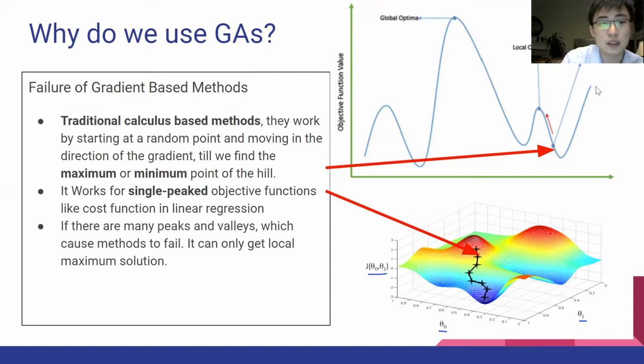So it means it works for a single-peaked objective function, like a cost function in linear regression. And if it is a really complex problem, there are so many peaks and valleys, which cause the method to fail. It can only get a local maximum solution. So if you use a GA, you can get a global maximum solution.